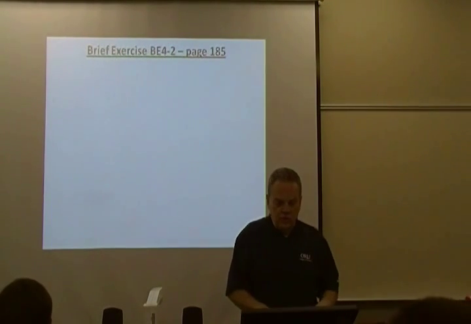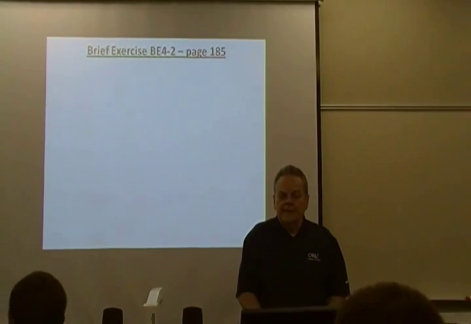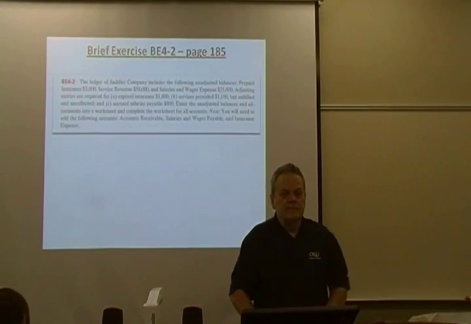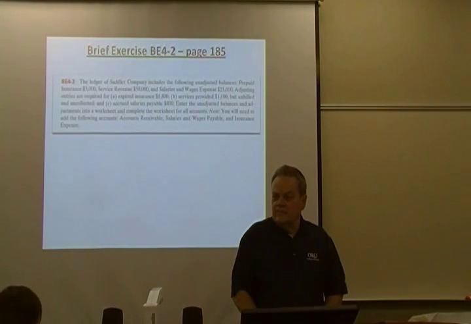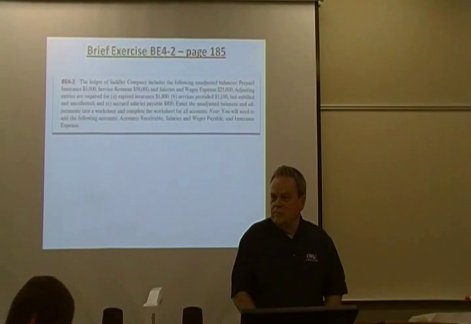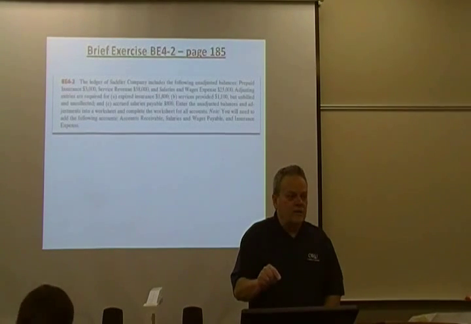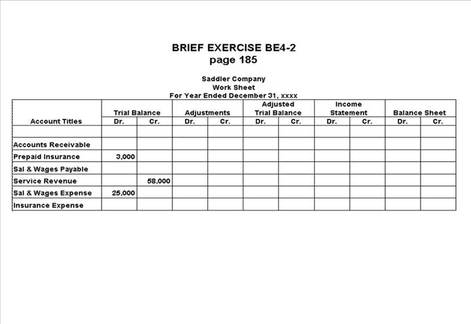It's brief exercise 4.2 on 185. Is your book open? Read with me. The ledger of our company includes the following unadjusted balances. How about you looking at the handout while we read out of the book too? I took this information and made it into the handout. Prepaid insurance, $3,000. Service revenue, $58,000. Salaries and wages expense, $25,000. Do you see those numbers on the handout I just gave you? Say yes or no. Yes.